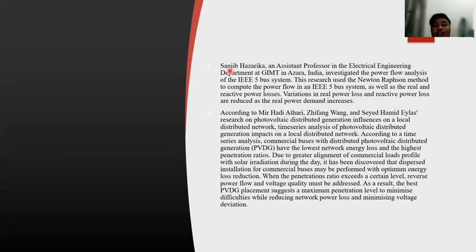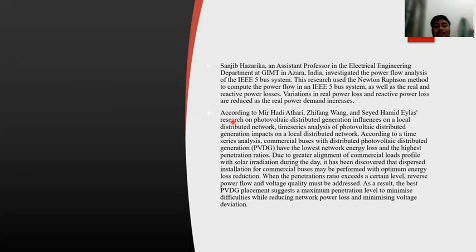Next, Sanjeev Hazarika, an assistant professor in the electrical engineering department at GIMT in Hazara, India, investigated the power flow analysis of the IEEE 5-bus system. This research used the Newton-Raphson method to compute the power flow in an IEEE 5-bus system, as well as the real and reactive power losses. Variation in real power loss and reactive power loss are reduced as the real power demand increases.